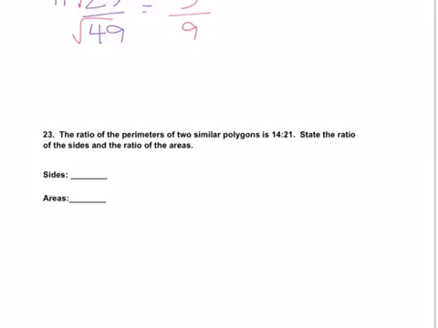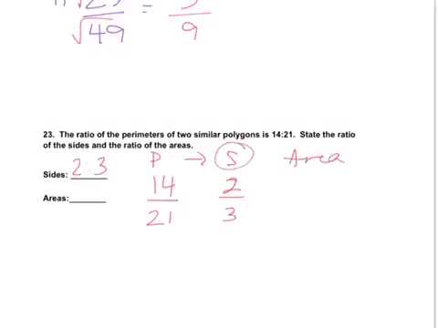The ratio of the perimeters of two polygons is 14 over 21. So this is perimeter. State the ratio of the sides and the ratio of the areas. So to find the sides, I'm just going to reduce it. So it's divide by 7, so 2/3. And after I find the sides, I'm just going to square it to find the area. So in order to go from side to area, I square. So I'm going to take 2 squared and 3 squared. So I have 4/9.